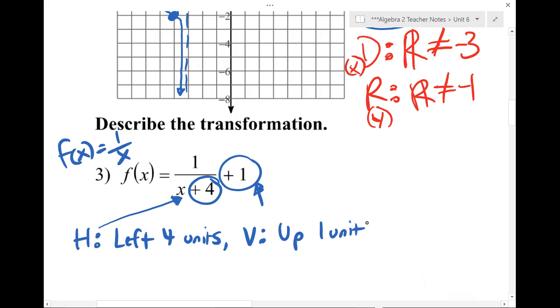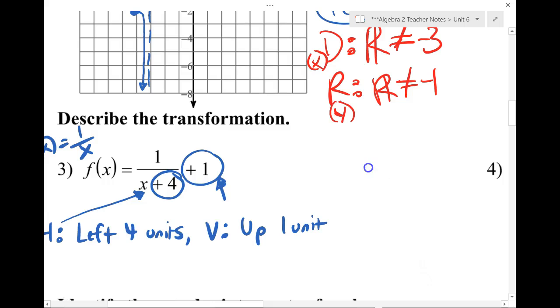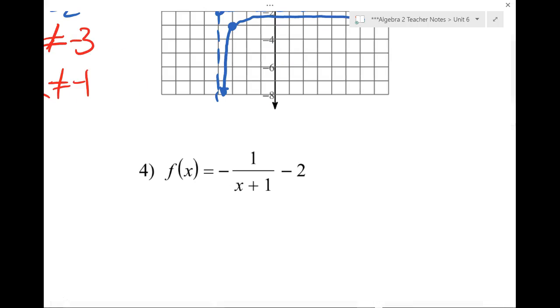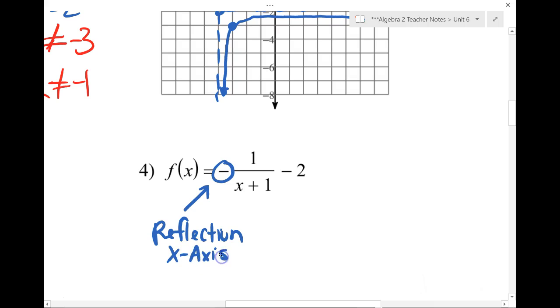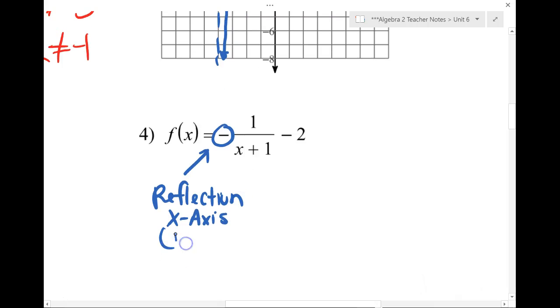And that's it. And then to the next one. Now, one thing we want to note here is that, remember, there's a negative here, so that causes a reflection across the x-axis. Or you could say it flips over the x-axis.